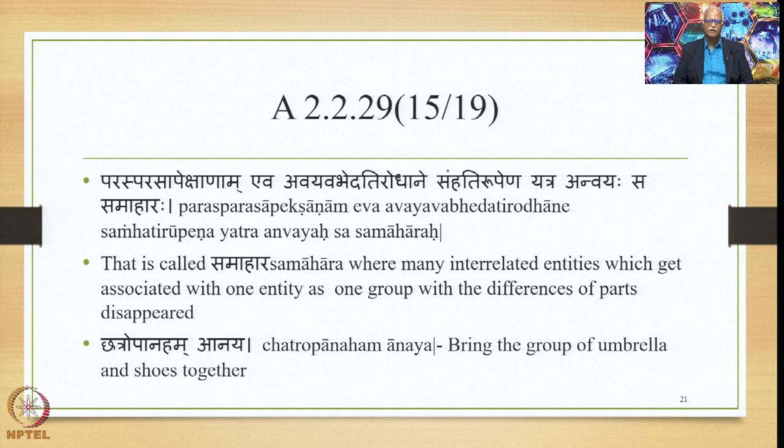I repeat, that is called samahara, where many interrelated entities, paraspara sapekshanam eva, which get associated with one entity as one group, samhati rupena yatra anvayaha, with the differences of parts disappeared, avayava bheda tirodhane. For example, chatropanaham anaya, bring the group of umbrella and shoes together.